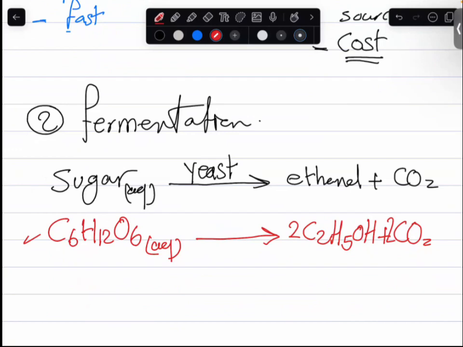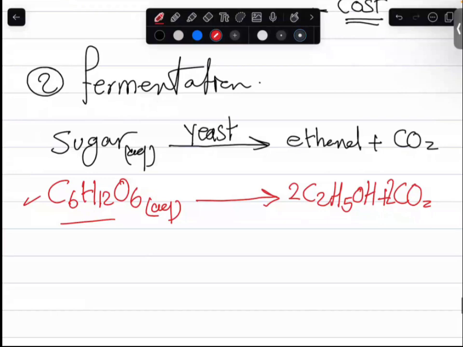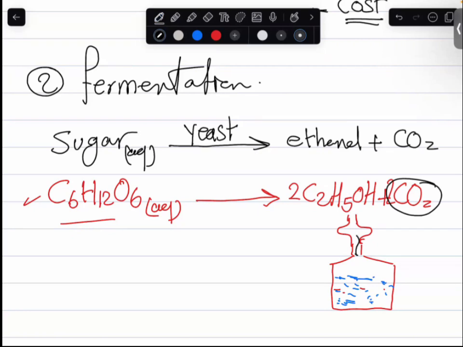In this reaction, how does it happen? It happens in a container. In this container, you put the sugar solution, and we put something called a thistle funnel. Here we put the sugar solution. This thistle funnel allows carbon dioxide to come out, and it doesn't allow oxygen to get in.